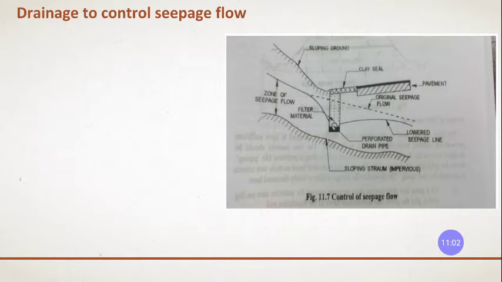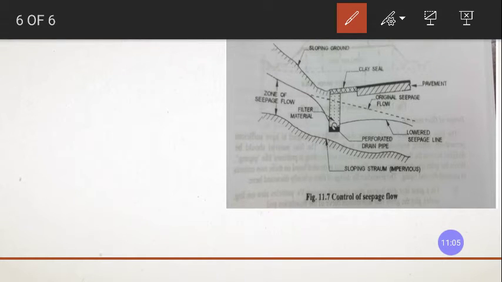The last one is when this happens in the hilly areas. We are going to construct the roads along the hills, right? The water will try to flow from the top of the hills to the sides, like this. So at that time, what we do is, at the edge of the roads near the hillside, we provide a trench with the filter material and the perforated drains.